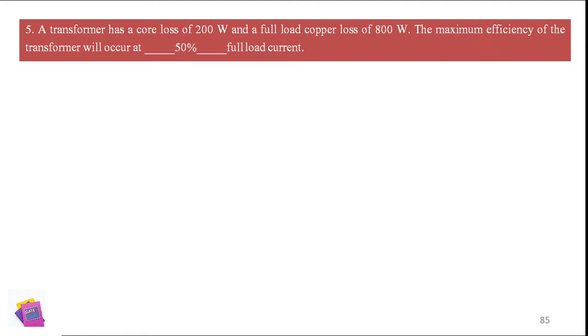This numerical is also asked in the GATE exam. A transformer has a core loss of 200 watt. Core loss is given to you as 200 watt. Once you know the concept, you can easily do numericals related to regulation and efficiency. Full load copper loss is given to you as 800 watt. The maximum efficiency of the transformer will occur at what full load current? Here also you have to find x percentage. At what percent of the full load current will you get the maximum efficiency?